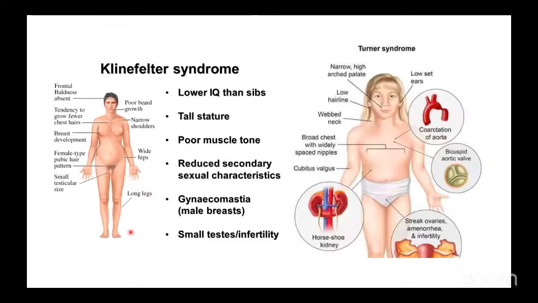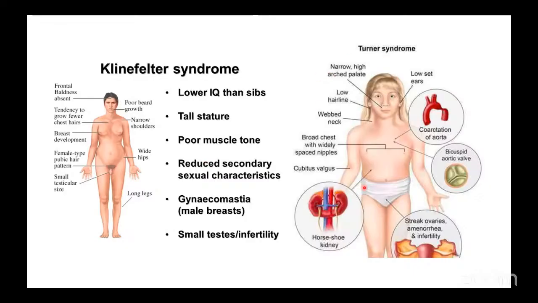It's characteristically a male. You can see the male genitalia, but with female or feminine characteristics. The testicles are reduced in size. You have hair patterns of a female, breast development. Abnormally tall because of the effects of estrogen. A few other things: low IQ, poor muscle tone. That's Klinefelter's, XXY.